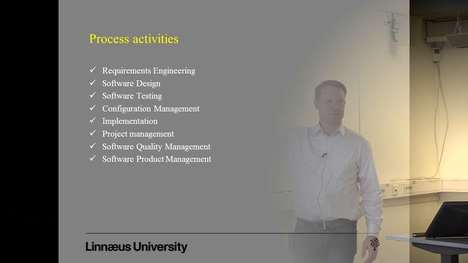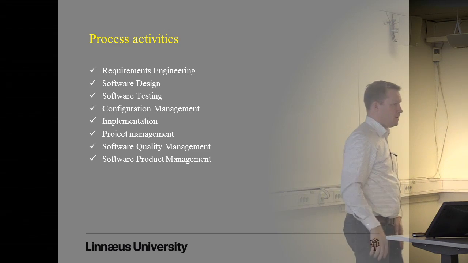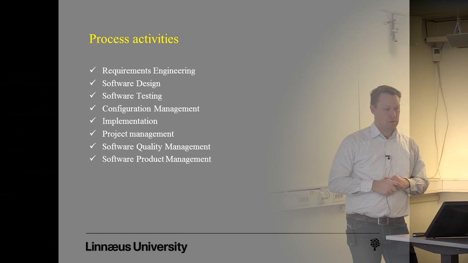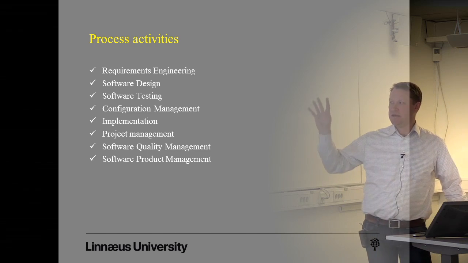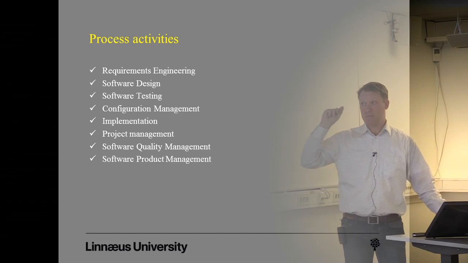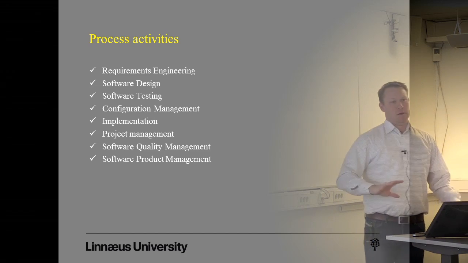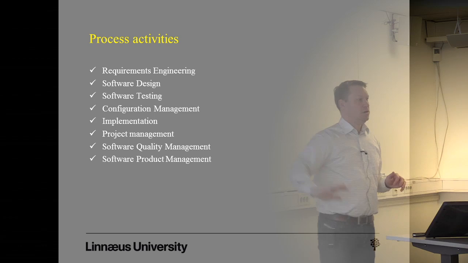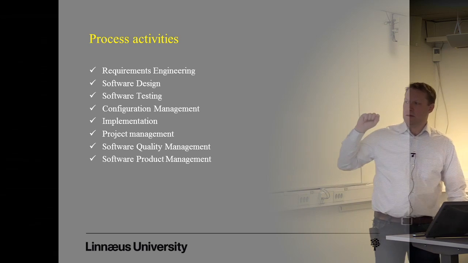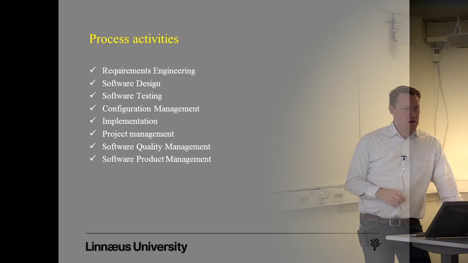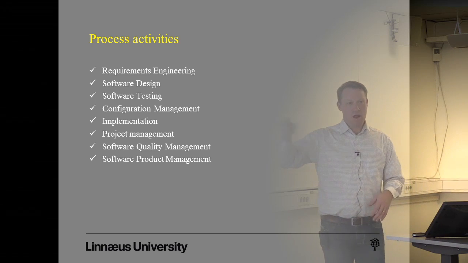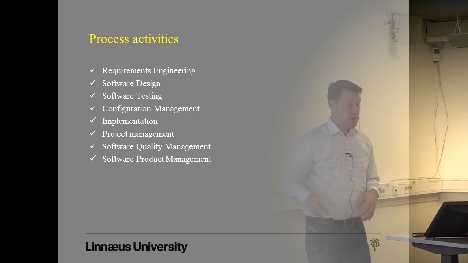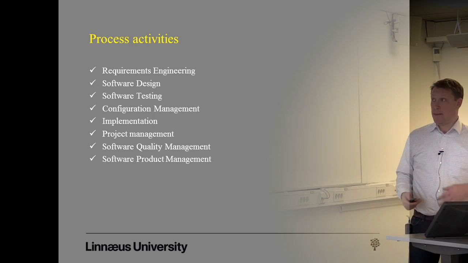Here are some examples of process activities. Things that we go through during a software development project. Requirements engineering, design, testing, configuration management, implementation, product management, quality management. Depending on the organization you will work in, this list will differ. But these are core activities, and in the same way that we communicate products using models, we can communicate process activities using models.